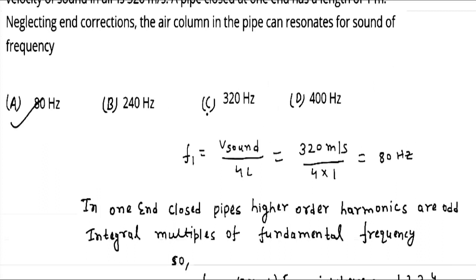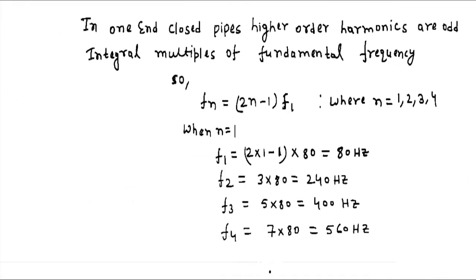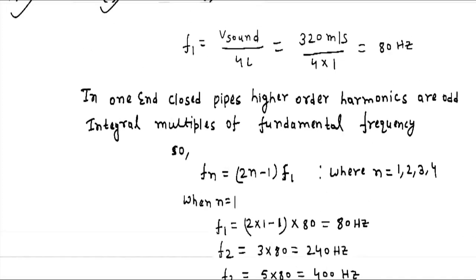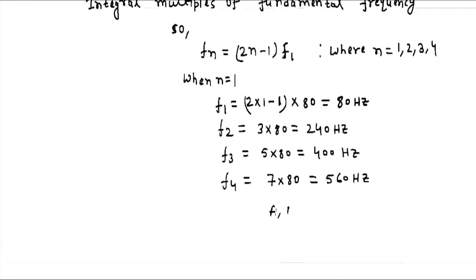So see here, we have 80, 240 and 400. So option A, option D, and 240, that is option B, will be the correct options. The correct options will be A, B and D. Thank you.